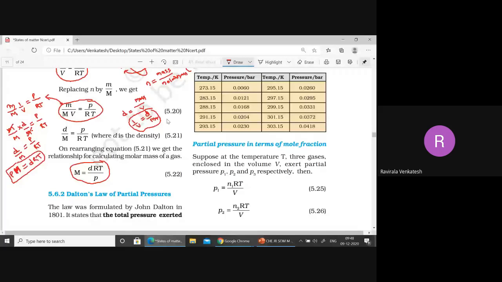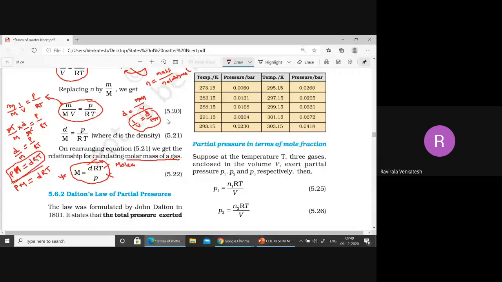Now M is the molar mass of the gas, molecular weight of the gas. d, already you know, is the density of the gas. R is the gas constant, then temperature and pressure. So this formula will be useful, but you can't remember this formula. Better to remember PM is equal to dRT. If you remember that one, what happened? Very important.